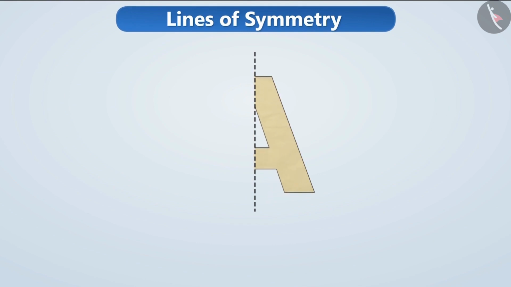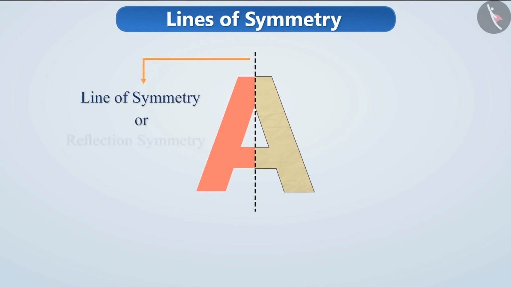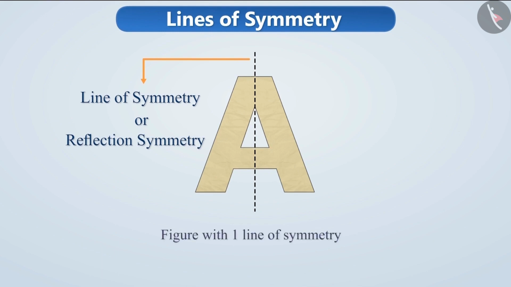Such lines which divide the figure into two halves such that both the halves cover each other completely if folded through that line are called lines of symmetry or reflection symmetry. It is also known as reflection line. By looking at the example of A, we can say that it is a figure with just one line of symmetry. But there are some figures in which more than one line of symmetry is present.